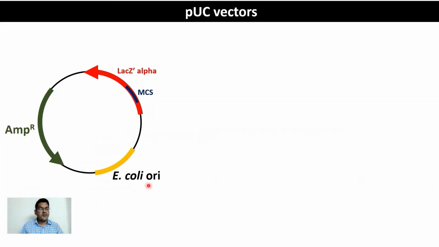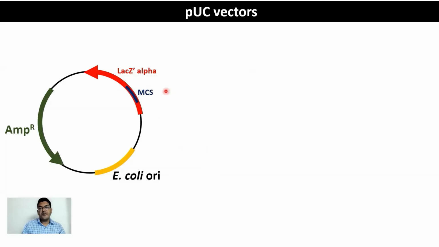You have the E. coli origin of replication to ensure that the plasmid can autonomously replicate. The tetracycline resistance gene is gone. We have the addition of lacZ prime alpha, which is the locus from where the alpha fragment of beta-galactosidase is synthesized. Also, the MCS or multiple cloning site is within the lacZ prime alpha locus.